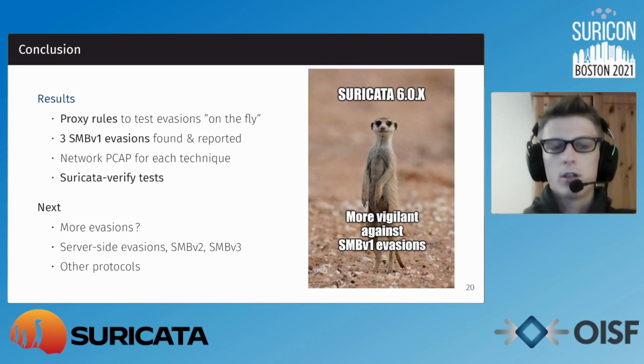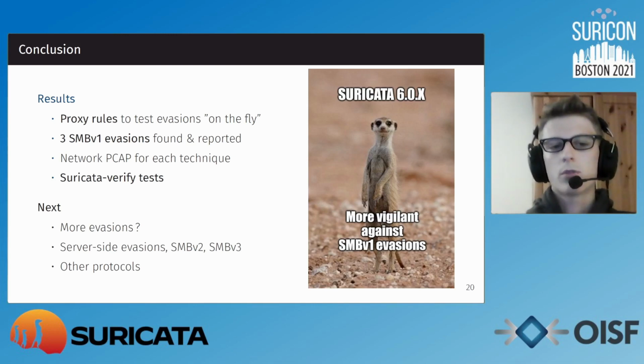So to conclude, we used proxy rules to test evasion on the fly. We managed to find and we reported 3 SMBv1 evasions. And for each technique we tried, we recorded network captures in order to prove our tests. And we put some Suricata verify tests in the repository in order to have anti-regression tests.